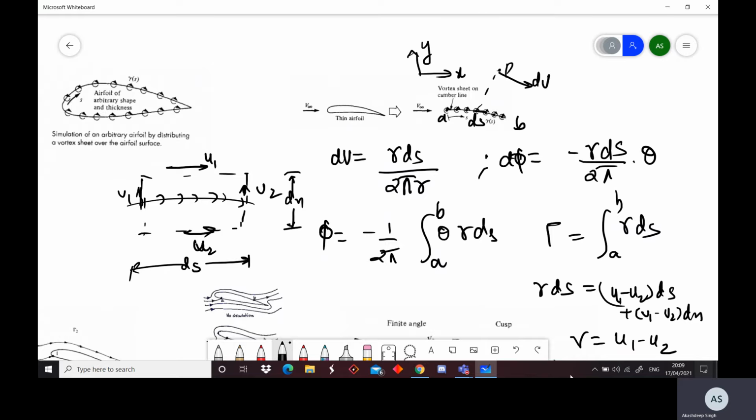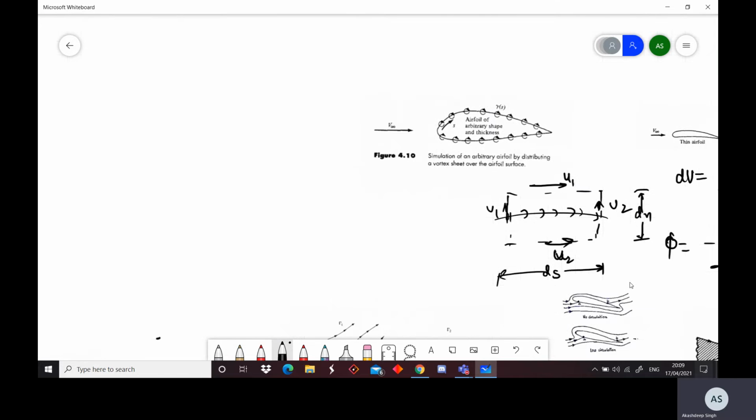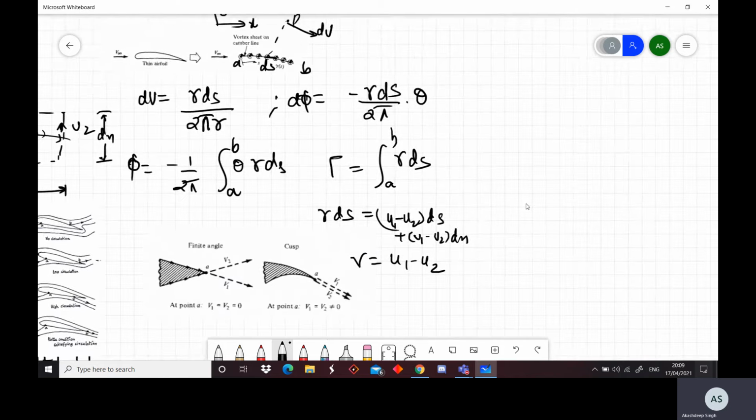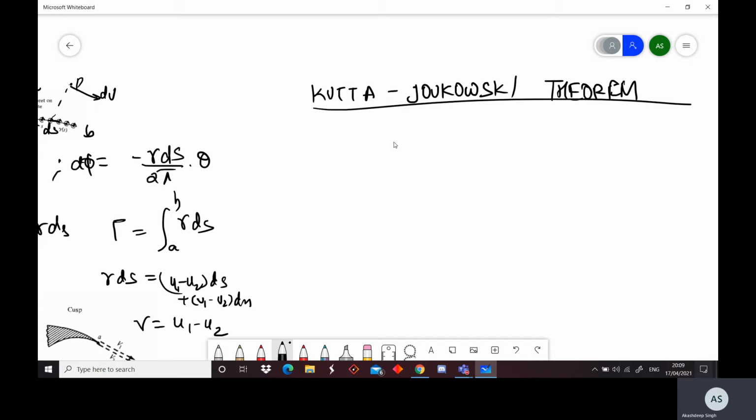And before we again go forward to the Kutta condition, I'd like to discuss the Kutta-Joukowski theorem. I'll discuss it here itself. So I'll mention a little bit about the Kutta-Joukowski theorem. The Kutta-Joukowski theorem states nothing but that the lift per unit span is equal to rho infinity, V infinity, into the circulation of the airfoil.